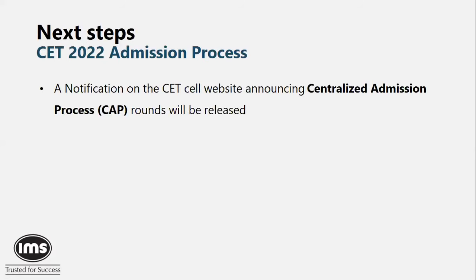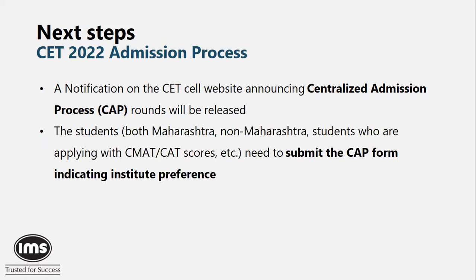A notification on the CET cell website announcing the centralized admission process will be released soon. The centralized admission process is a common process in which you fill a single form to apply to multiple institutes. Now, whether you are a Maharashtra candidate or an All India candidate, you are supposed to fill the CAP form.